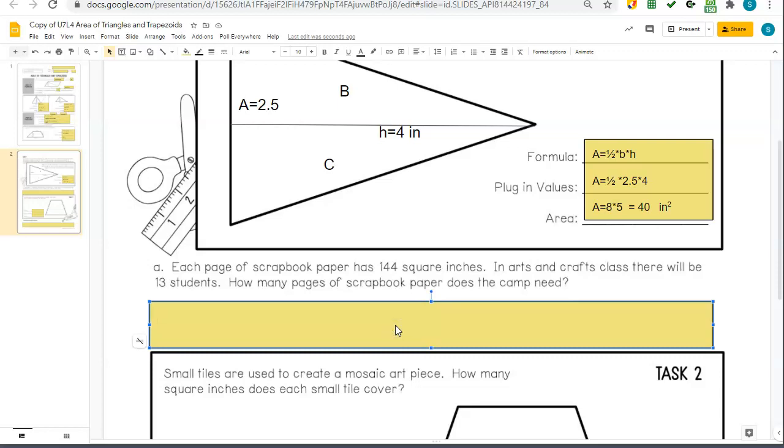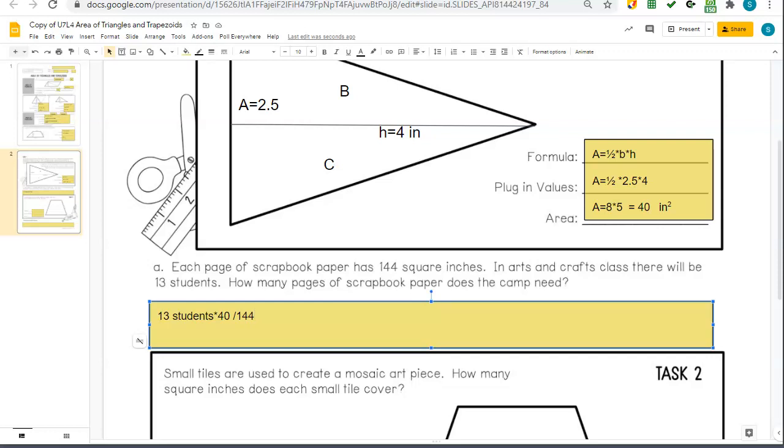let's assume that we can use all the paper on each page to fill up these flags. So let's figure out how much we need. Well, we've got 13 students times 40 per each student, and then we're going to have to divide by 144 square inches to get the number of pages.